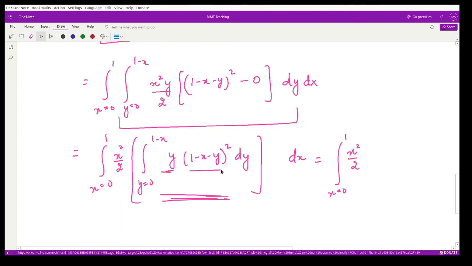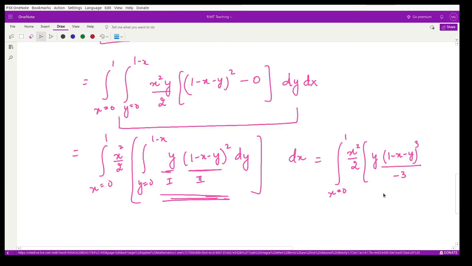Here we can use integration by parts. So this is the first function, this is the second function. First function as such, and the integration of the second, that would be 1 minus x minus y whole raised to power 3 divided by minus 3. 3 is because of the power and minus is because of the coefficient of y here.